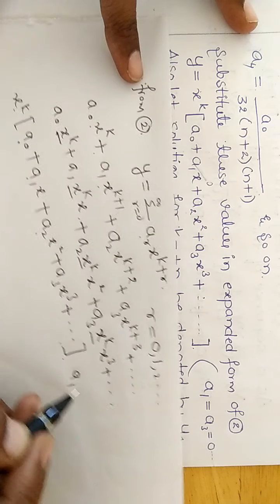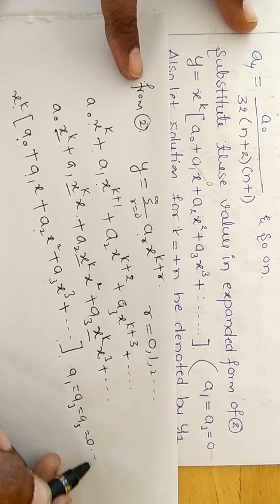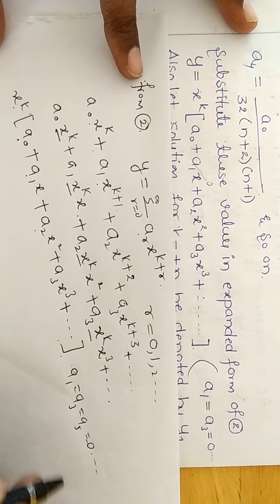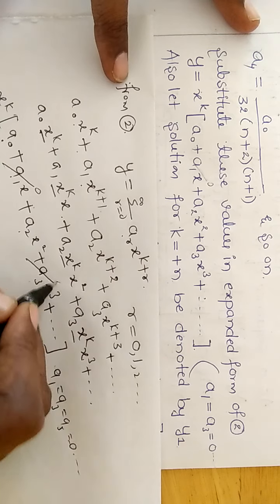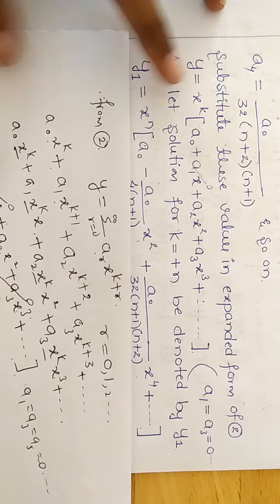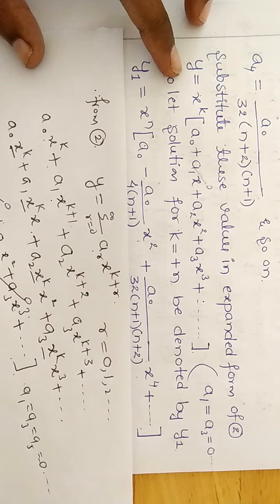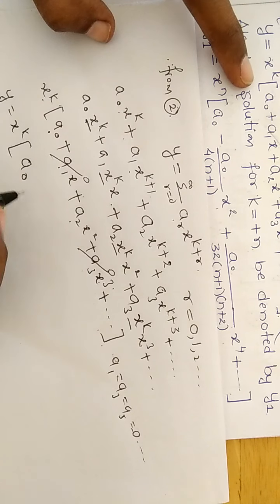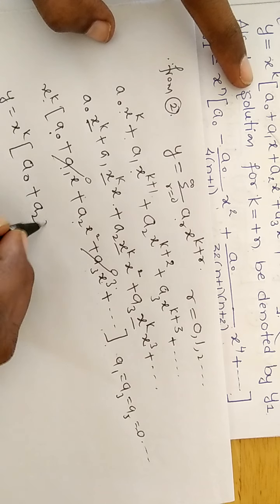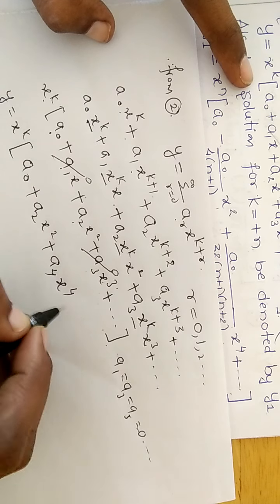If a1, a3, a5 like that, all the odd-numbered values are 0, then a1 is 0, a3 is 0. Write the remaining terms: y is equal to x to the power k, a naught plus a2x square plus a4 x raised to 4, and so on.